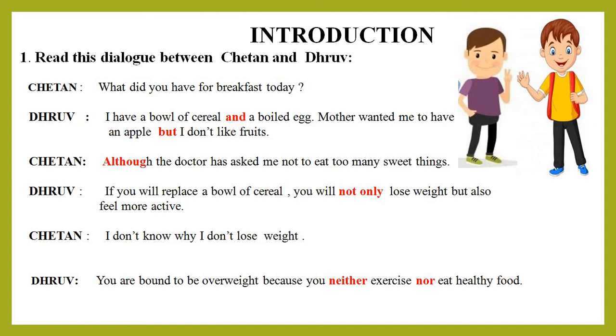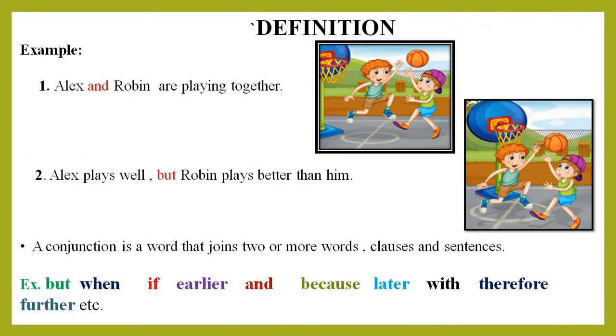So dear students, there are also but, although, not only, neither, and nor, which are joining words. For understanding, observe these two examples. First is, Alex and Robin are playing together. Second is, Alex plays well, but Robin plays better than him. Dear student, here in the first example, you see that "and" is joining two words, Alex and Robin, and in the second example, you see that two sentences are joined by the word "but".